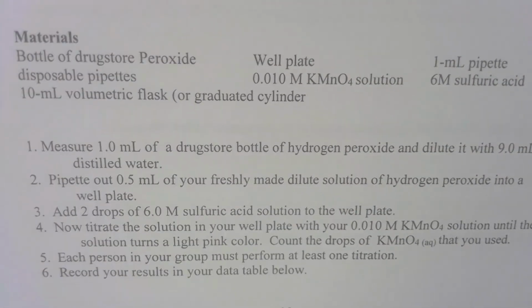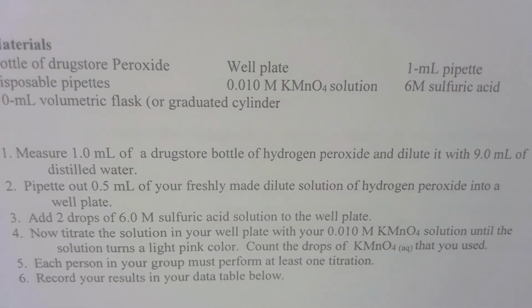First, it says to measure out 1 milliliter of drugstore bottle hydrogen peroxide and dilute it with 9 milliliters of distilled water. So, putting on my safety glasses, I'm going to measure out, and I'm going to try to show you this. I'll be right here so you can see me doing it. Hold on, it's better that you see this than me. All right, go down here. So here's my bottle. I'm going to measure out the best that I can 1 milliliter of this peroxide.